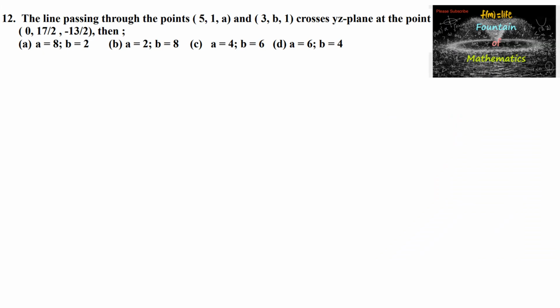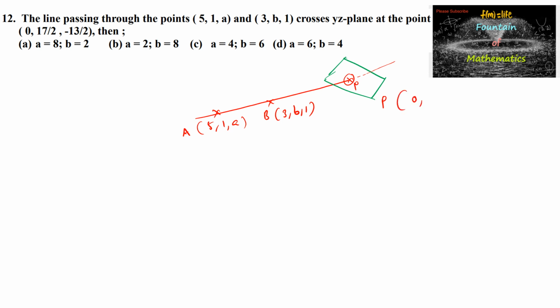The line passing through the points A (5, 1, a) and B (3, b, 1) crosses the YZ plane at the point, let us say, P. The coordinates of point P are given as (0, 17 upon 2, minus 13 upon 2). Then find the values of a and b.